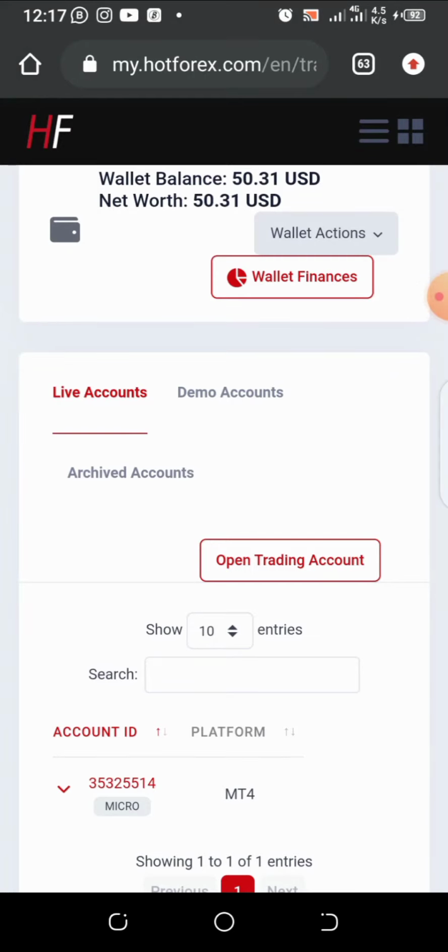I've walked you guys through this broker, and I want to walk you through it again because I discovered some of you still don't know how to transfer your money from your wallet to your trading account. So that's what I'm going to do right now. I'm going to show you how it is done.